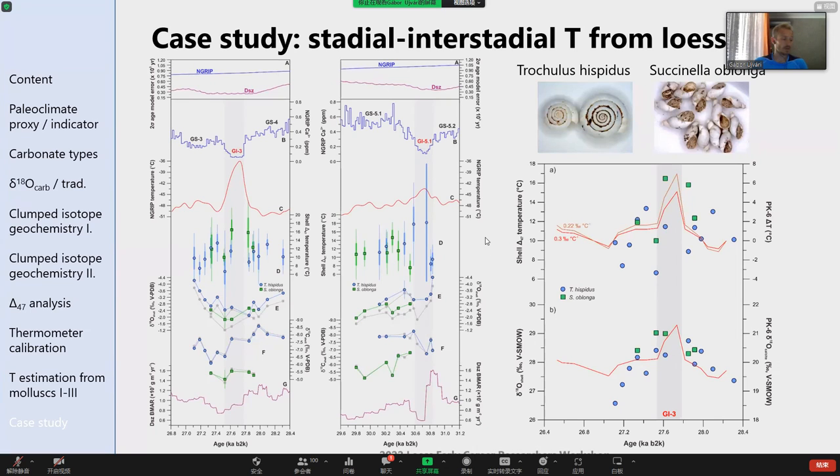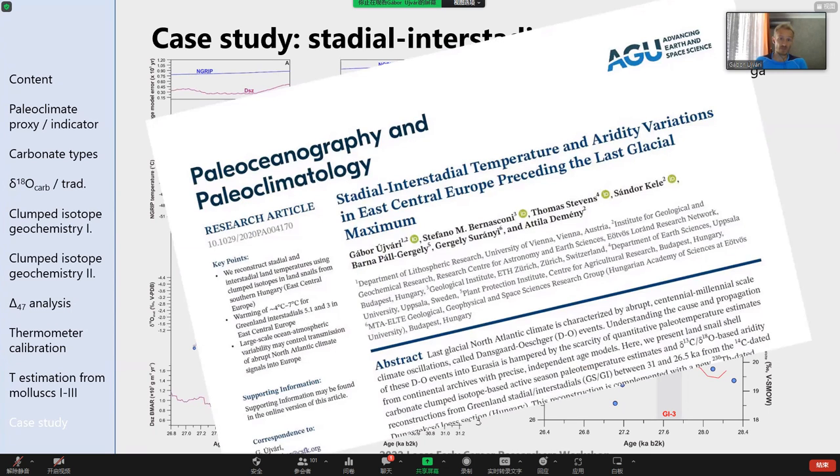So I think carbonate clumped isotope thermometry will see a huge progress in the future, and it provides a huge opportunity to use the widespread Loess deposits on the continents to reconstruct temperatures in the past. And I really hope that I will see many new studies in the future. Our study was just the first one in reconstructing past temperatures from Loess deposits. If you are interested in the details, this was published in PP last year, so you can check these publications.